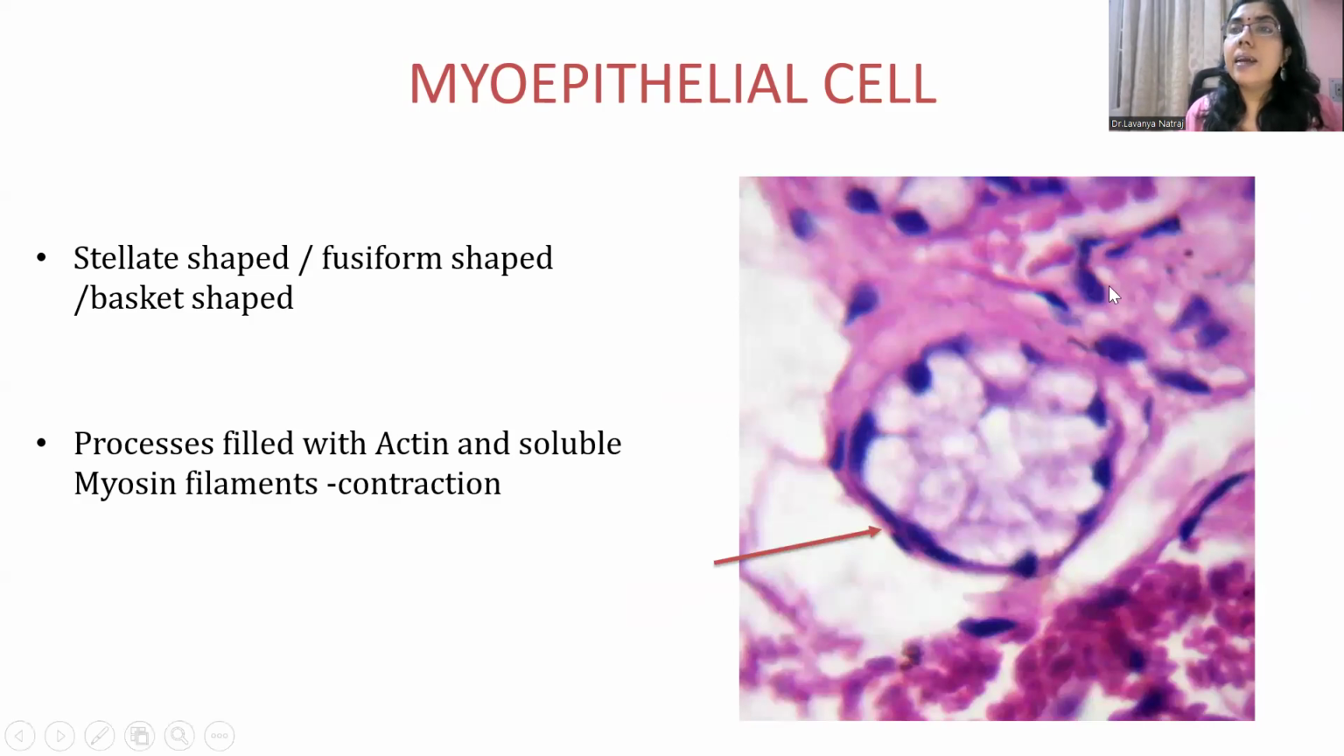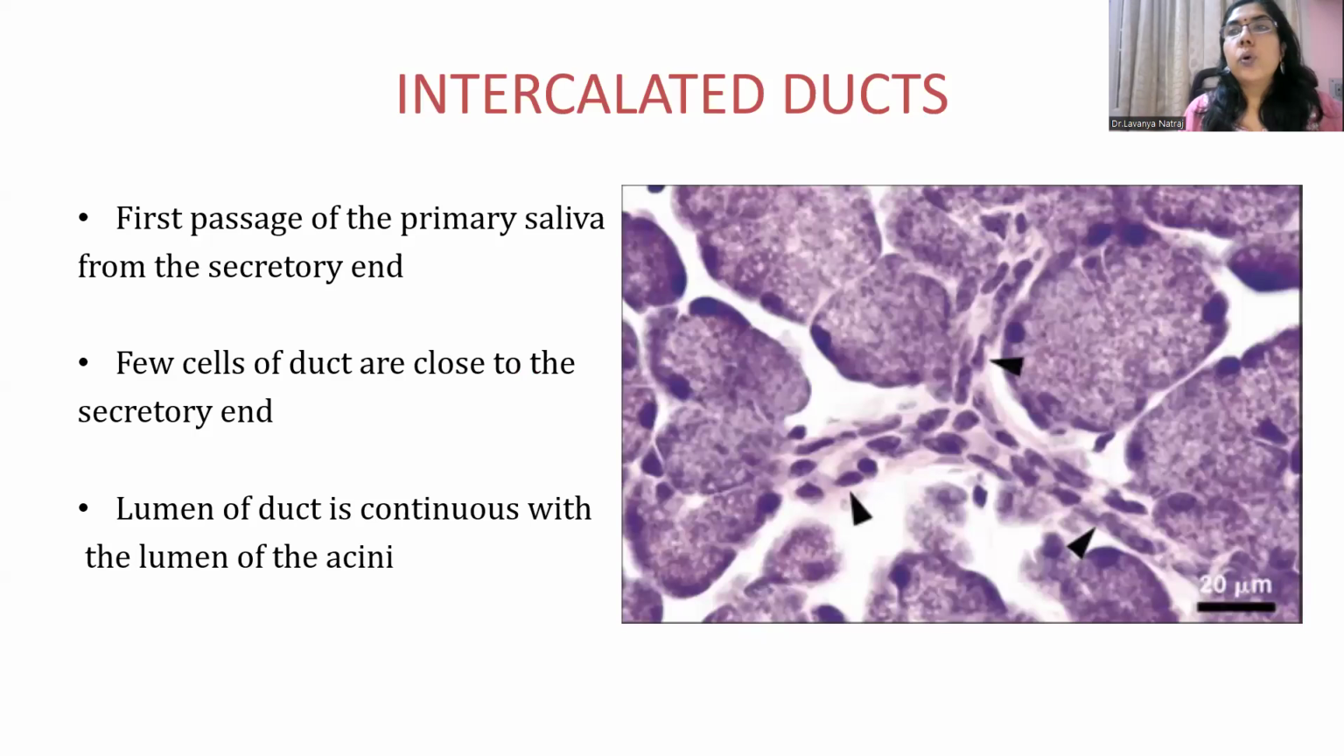Now, how do you see it in a hematoxylin and eosin section? As you see here, these are the mucous cells. The arrow points towards the darker colored, hematoxylinophilic cells. Those are the myoepithelial cells. As you can see, they are stellate or fusiform shaped or basket shaped cells, as you saw in the other diagram. They contain actin filaments and myosin filaments that help in the contraction and the expulsion of the saliva. So that finishes the cells of the acinar salivary gland, or the secretory part.